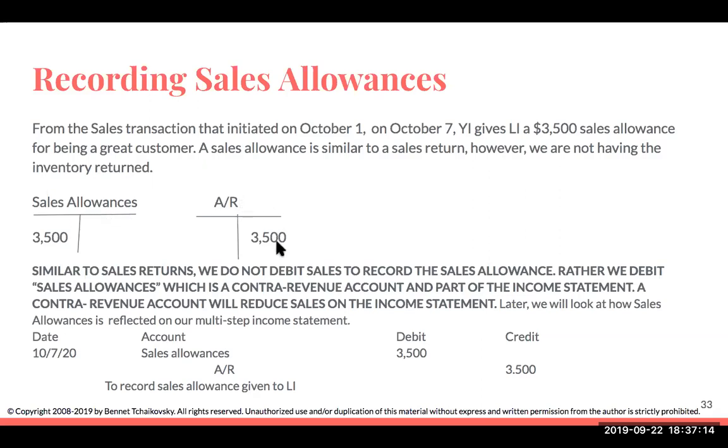So we have to credit AR because now that's going to be $3,500 less that the customer has to pay me. But we're going to be debiting an account called sales allowances, which again, similar to sales returns, is another contra revenue account. It's part of that multi-step income statement we're going to be looking at in just a moment. And it's essentially going to be reducing our sales, but we cannot debit sales. We have to debit sales allowances, sales returns, or sales discounts. So here's the journal entry that I used basically to record that sales allowance given to LAX Inc.